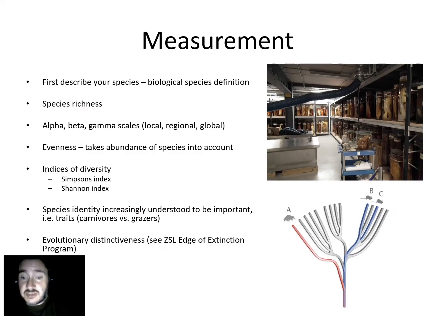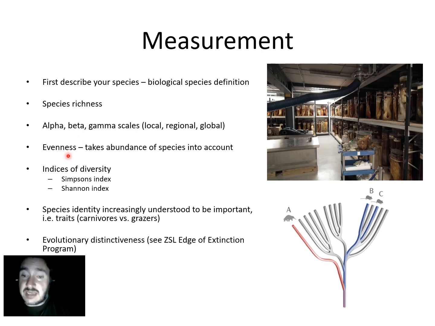But it's important how you measure biodiversity. First, you need to describe your species, and it's good to understand what the biological species definition is. Again, you'd do that in a natural history museum first, but once you've got that sorted, you then look at species richness to start with: how many species are present. But then it is important to understand the scales, such as alpha, beta, and gamma scales, which are roughly speaking the local, regional, and global scales, respectively.